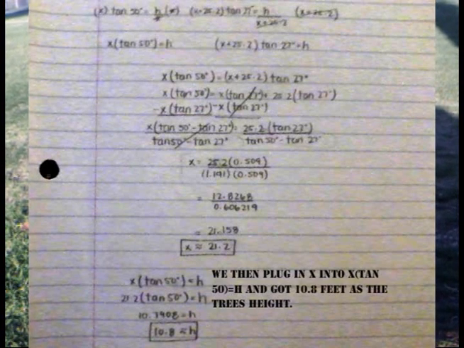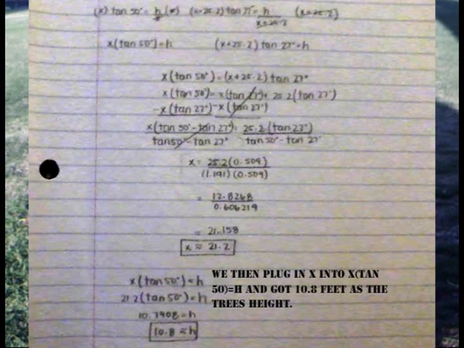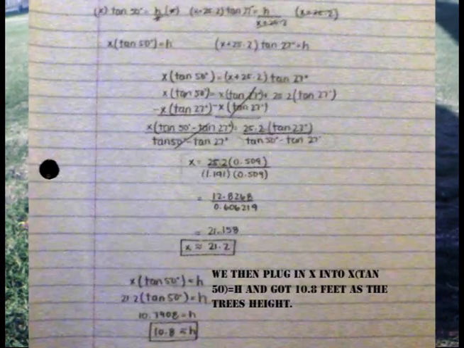Our final calculation became x equals 21.2 feet. We then plugged in x into x times tangent 50 degrees equals height and got 10.8 feet as the tree's height.